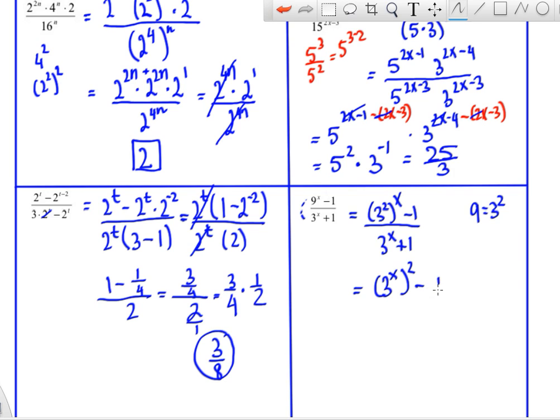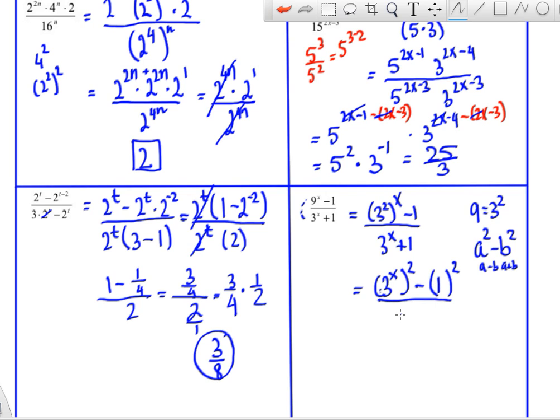Minus 1. Well, now I'm squaring something. What I'm squaring is 3x. So think of this as a 3x squared minus a 1 squared. So that's actually like having a squared minus b squared. Well, those things are factorable. That will be a minus b times a plus b. That's what I'm going to do here.